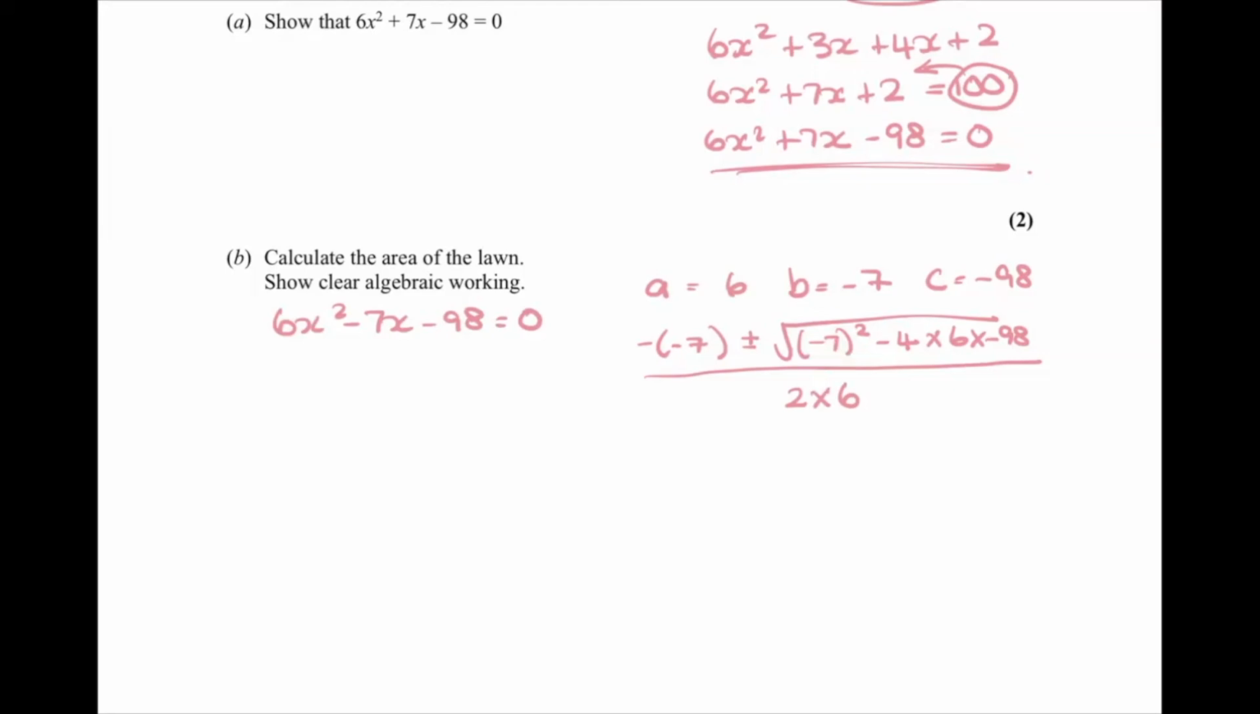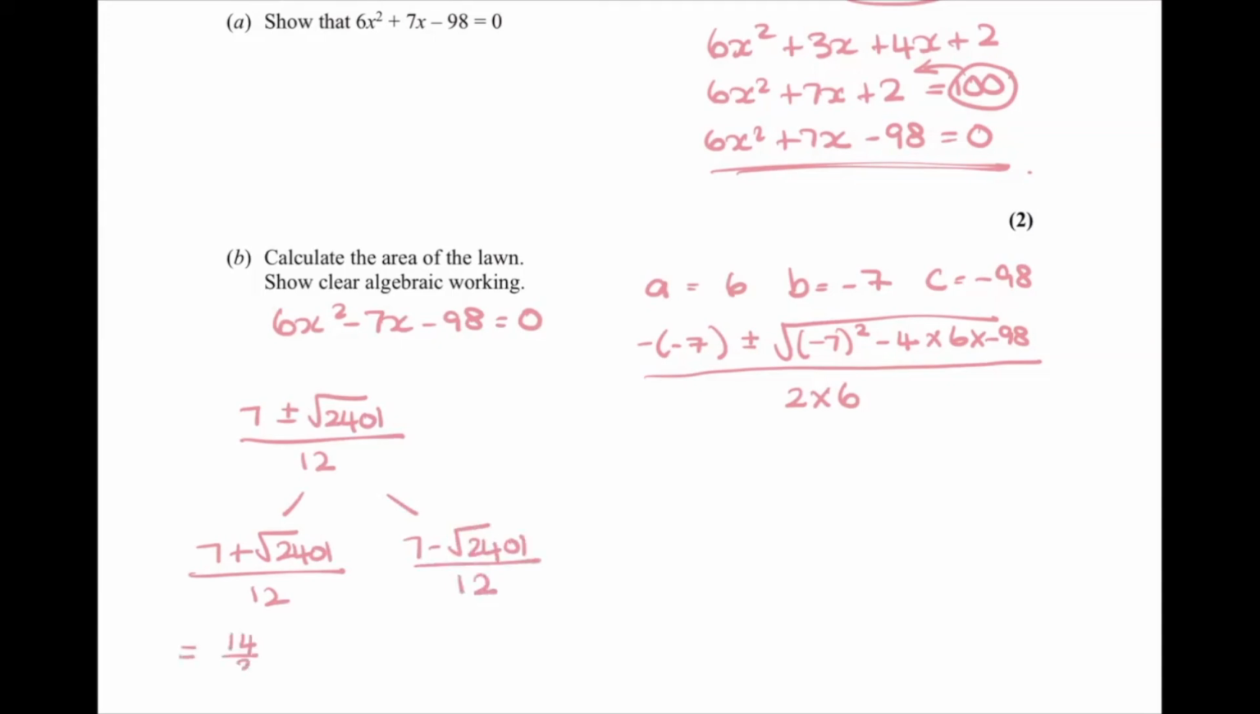I'm going to tidy some of that up so that it's a little bit clearer and neater as to what I'm looking at. Okay, and then I'm going to split that plus and minus. This gives the following results. I've got 14 over 3 and I've got negative 7 over 2. Those are the two results that the quadratic gives me.